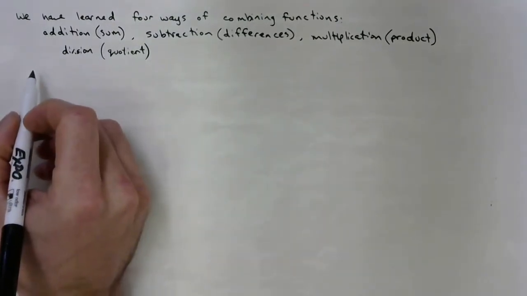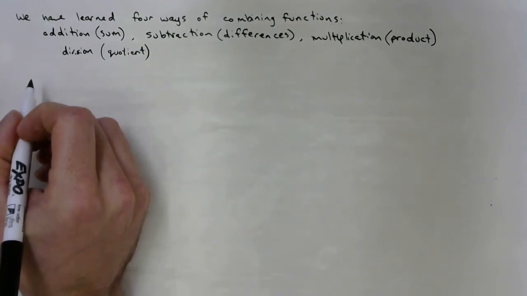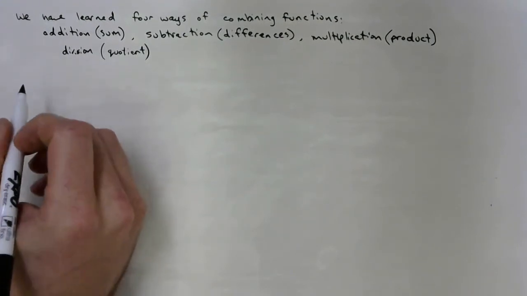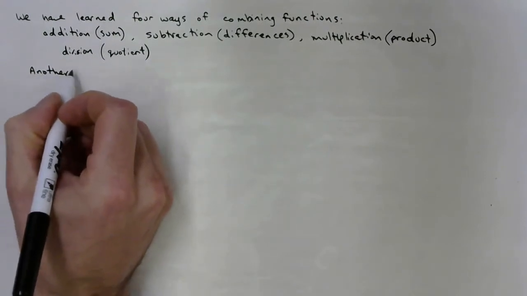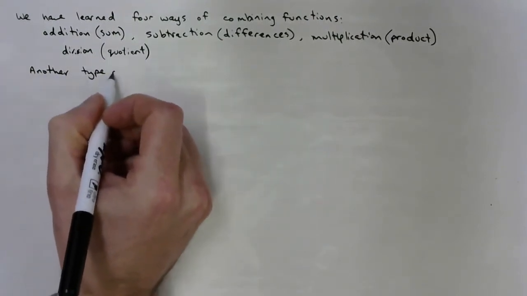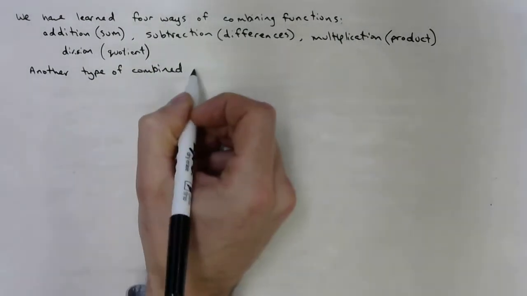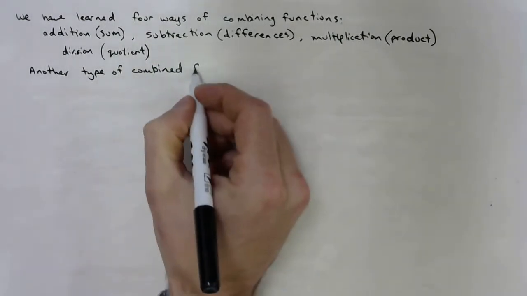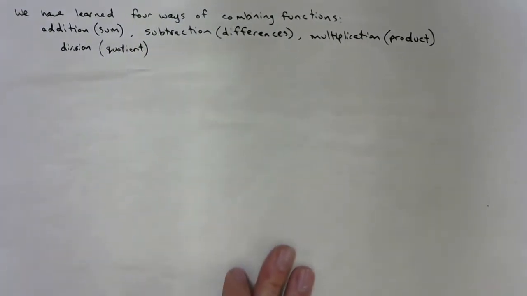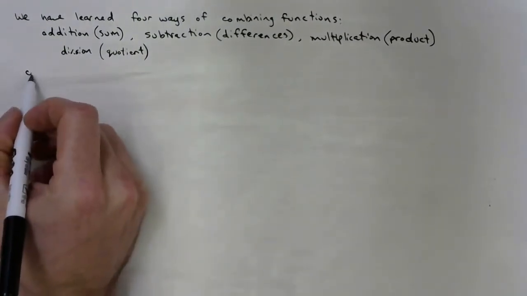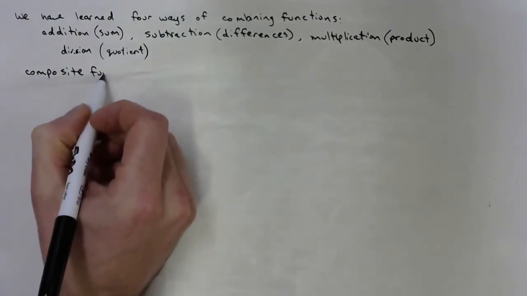There's another type that occurs when one function depends on another. So another type of combined function, and actually let's not even bother writing that. I'll just give you the definition of what we're working with. So today we're working with composite functions.